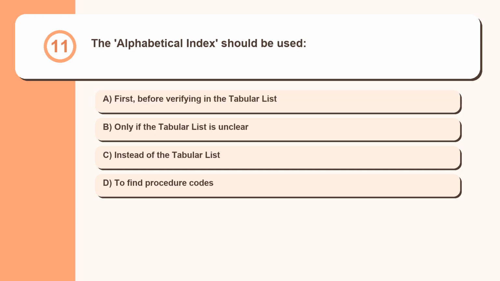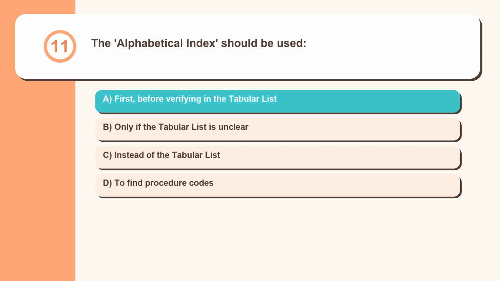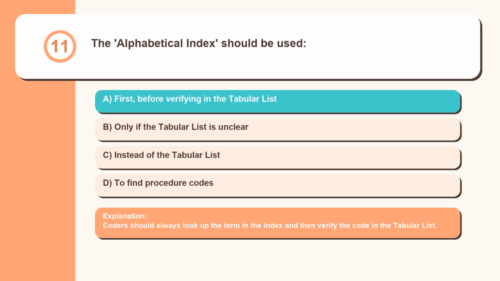Question 11. The alphabetical index should be used first, before verifying in the tabular list. Only if the tabular list is unclear. Instead of the tabular list, to find procedure codes. Coders should always look up the term in the index and then verify the code in the tabular list.